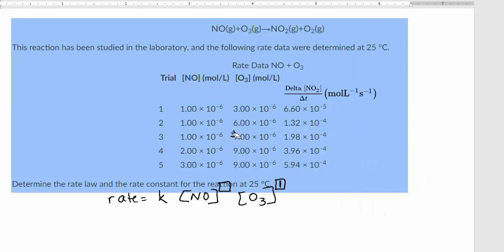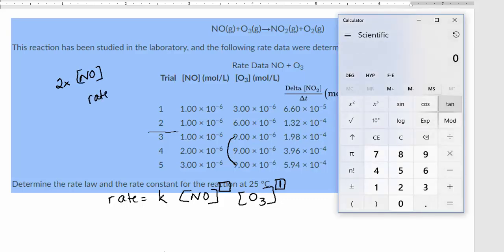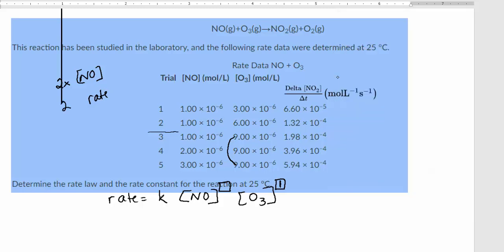Now let's analyze the other reactant. So here we have trials 3, 4, and 5 where our ozone is going to stay the same. So between 3 and 4, we're going to double the concentration of NO. So what's going to happen to the rate? Well, I'm going to take my rate, 3.96 times 10 to the negative 4, and I'm going to divide it by the rate of 3, 1.98 times 10 to the negative 4. And again, I get a doubling.